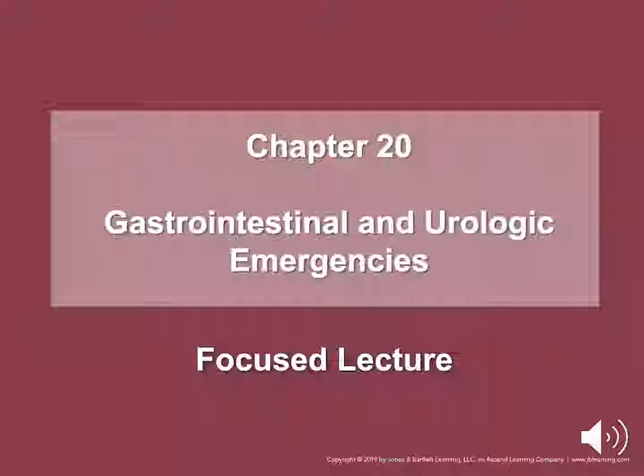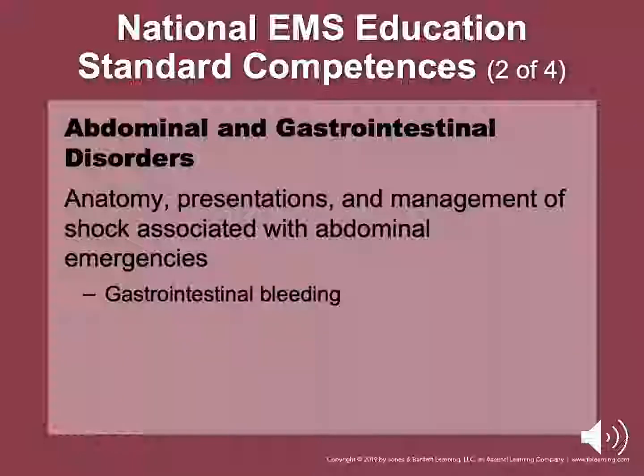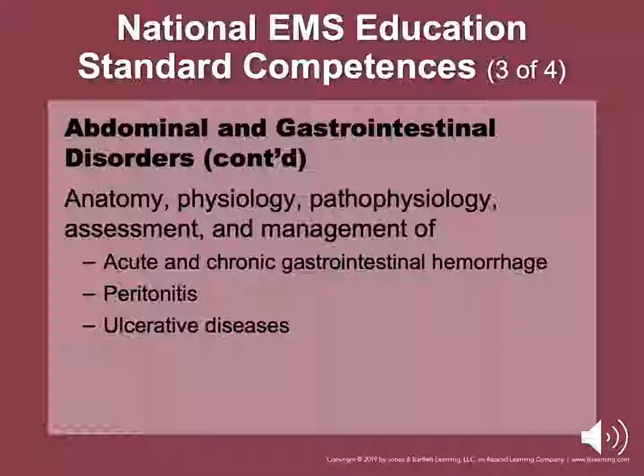All right, let's get into chapter 20, gastrointestinal and urologic emergencies. Applies fundamental knowledge to provide basic and advanced emergency care and transportation based on assessment findings of an acutely ill person. Anatomy, presentation, management of shock associated with abdominal emergency, gastrointestinal bleeding. Anatomy, physiology, pathophysiology, assessment and management of acute and chronic gastrointestinal hemorrhage, peritonitis, ulcerative diseases.